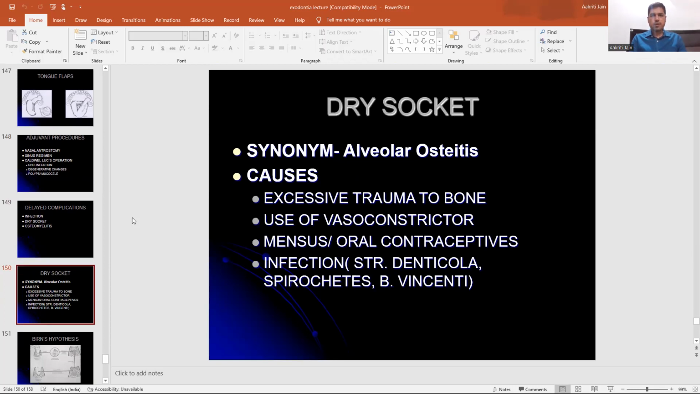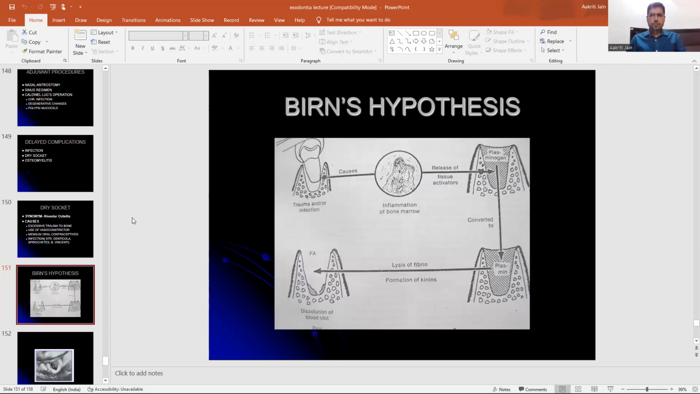Now, number one is dry socket, also called alveolar osteitis. The possible causes of dry socket are excessive trauma to the bone, use of vasoconstrictors, menses or oral contraceptives, and different kinds of infections if present. Now, this is the Birn hypothesis, which you understand, leading to dry socket formation.